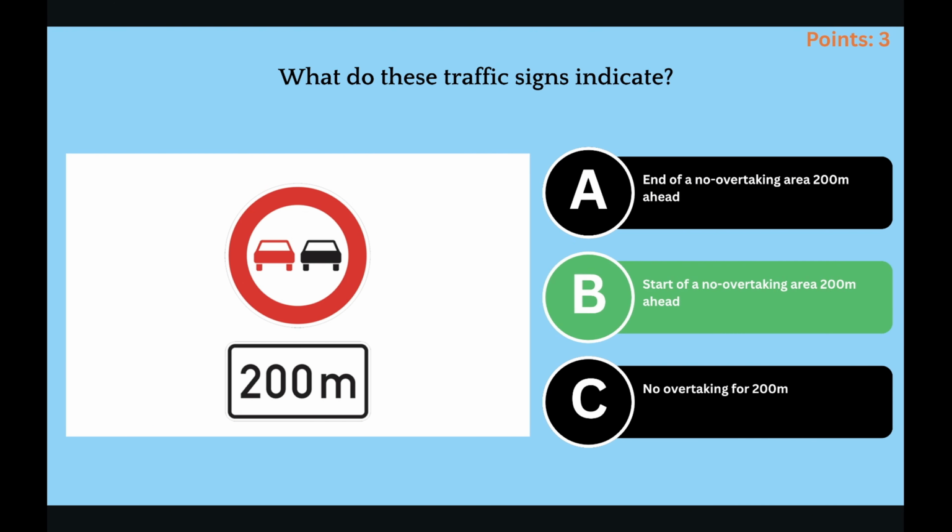The correct answer is B. Start of a no overtaking area 200 meters ahead. Okay, take a look. This is the opposite of the previous question. Now, we have a no overtaking sign with an additional sign and no arrows by the side of it. This is telling us that in the next 200 meters ahead is the start of a no overtaking area. So, this sign here is the opposite of the one we saw in the previous question.